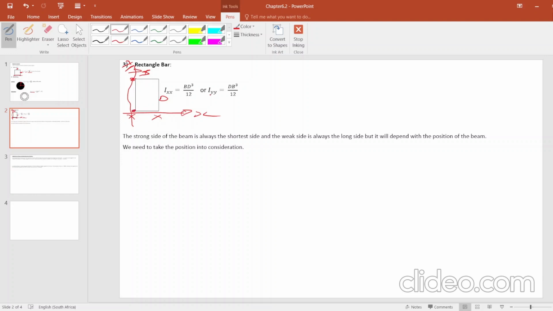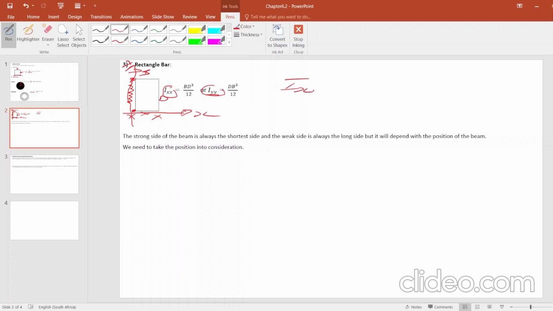If this is where I've taken moment at y, I'm obviously determining Iyy. I'm opposite to d, so you will start with the value of d, then you will cube b. You will put b at cube, then it will be d multiplied by b cubed divided by 12. Then you would have determined the Iyy, and if you have taken moment here, you would be determining the Ixx.